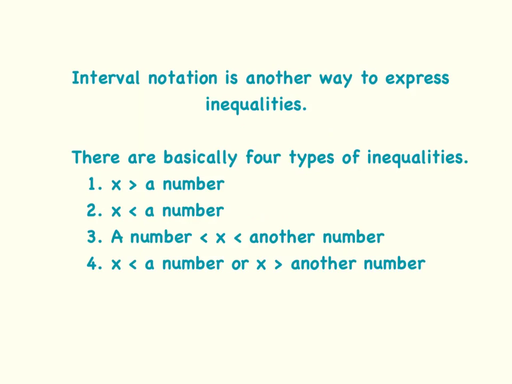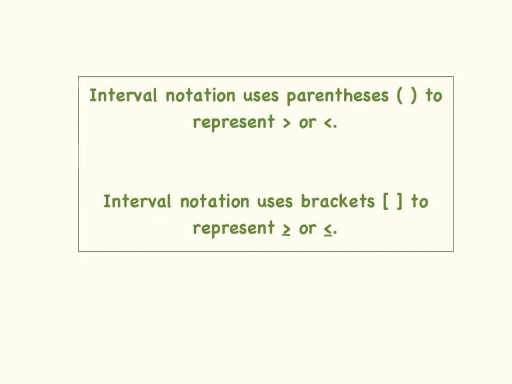Now remember, with these four types of inequalities, we can replace the greater than or less than sign with greater than or equal to or less than or equal to. Now let's take a look at the symbols used to express inequalities with interval notation. Interval notation uses parentheses to represent the greater than or less than symbols. And interval notation uses brackets to express greater than or equal or less than or equal.